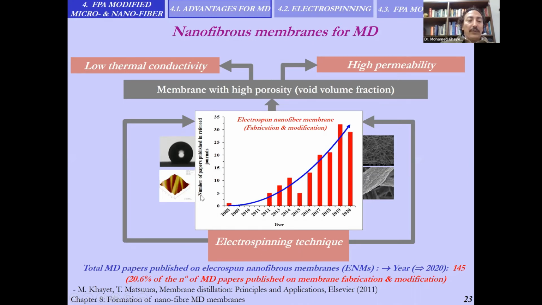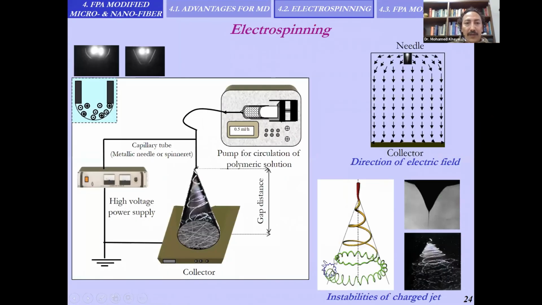If we look at this figure showing the increase in the number of papers published each year since 2008, up to December of last year, we have published 145 papers on electrospun nanofibrous membranes for MD, which is about 20.6% of the total number of published papers on membrane fabrication and modification.